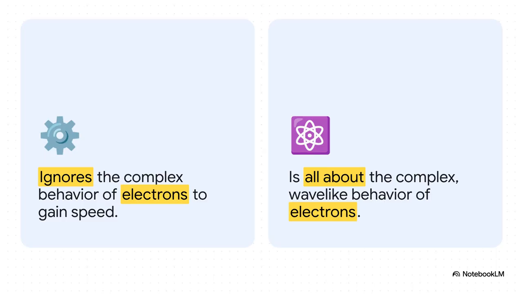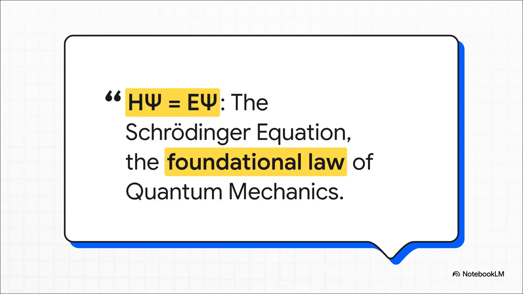Now, the number one most crucial difference between these two boils down to one thing: electrons. Molecular mechanics, to get its speed, completely ignores them. But quantum mechanics, it is all about the electrons. It dives right into their weird, complex, wave-like behavior, which, by the way, governs literally everything about how molecules form bonds and react. And right at the heart of QM is this famous beast, the Schrödinger equation. Now, don't worry about the math. Seriously, just think of it like a fundamental recipe.